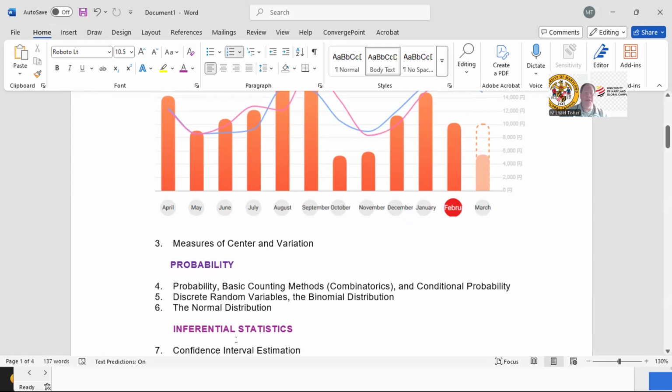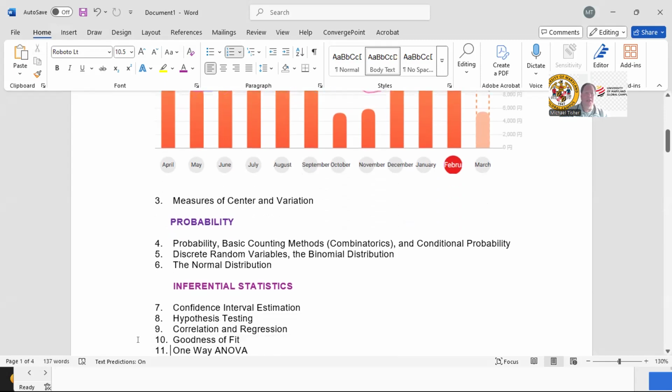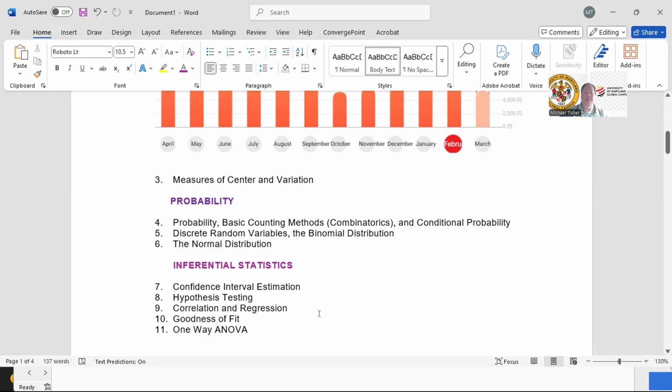And we'll talk about inferential statistics from many different perspectives, including confidence interval estimation, hypothesis testing, and all the stuff that you see right here. All right, so maybe you wonder, how is my grade calculated?